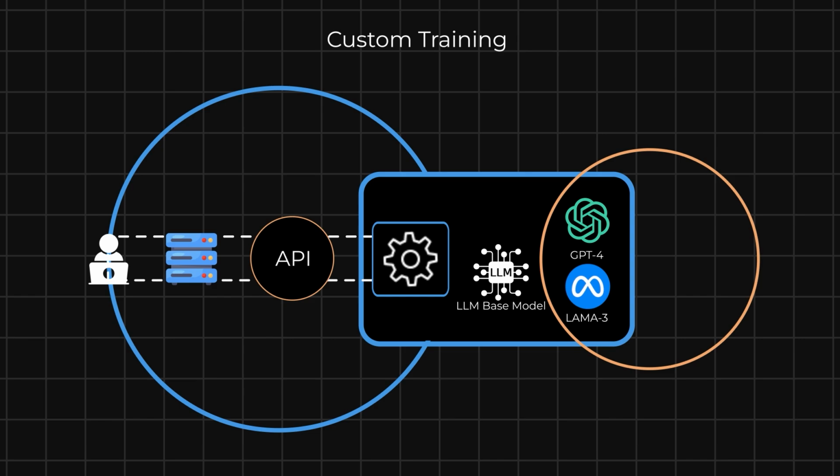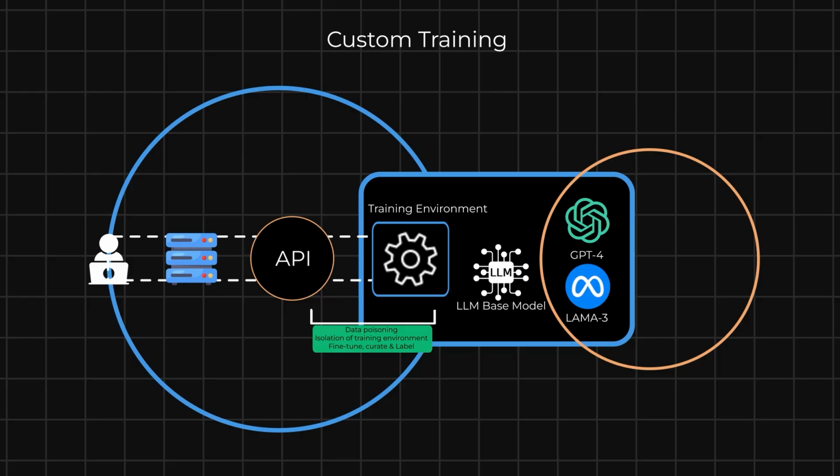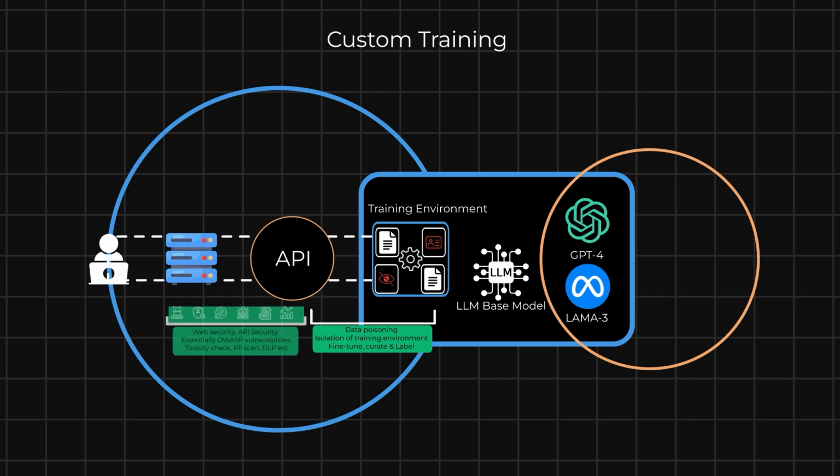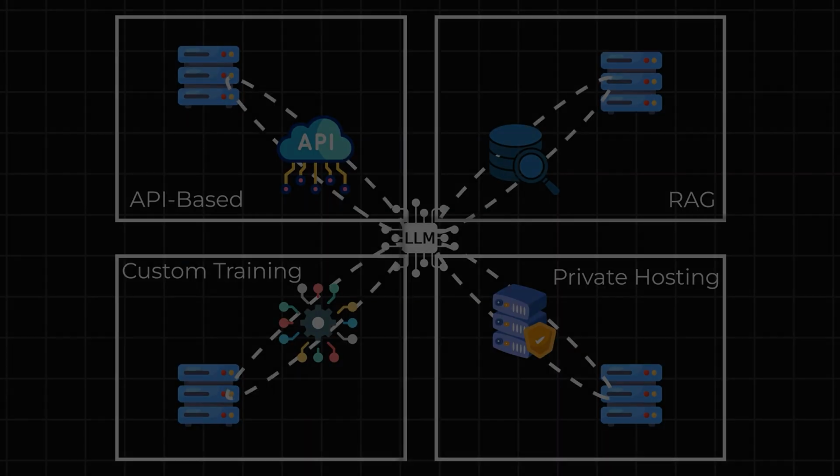Since in this case you're using your own environment to train the model, this method requires an isolated training environment to prevent data exposure, strict data governance controls on who can load and access training data, and monitoring to ensure only approved data sets are used. All training data sets must be scanned and cleansed to remove PII or sensitive information. Hence, the security aspect becomes pretty important in this case.